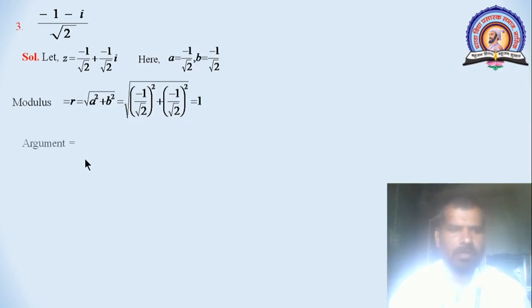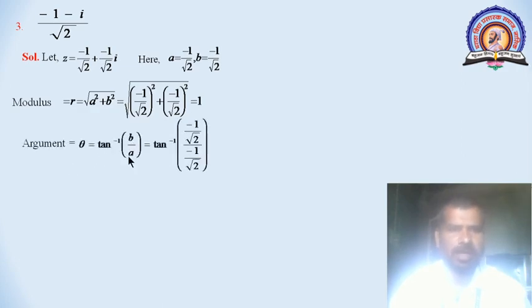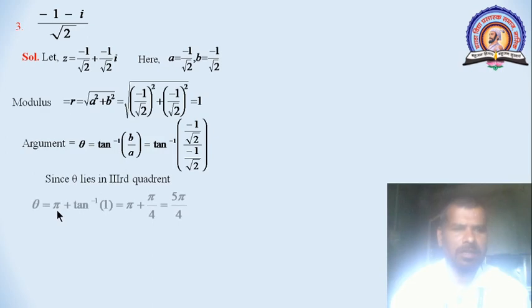Argument of the complex number theta is equal to tan inverse of b by a, which is equal to tan inverse of minus 1 upon root 2 upon minus 1 upon root 2. We observe that this theta lies in the third quadrant because a is negative, b is negative, both coordinates are negative. The terminal arm of the angle lies in the third quadrant, and in the third quadrant we will take theta as theta is equal to pi plus tan inverse of 1.